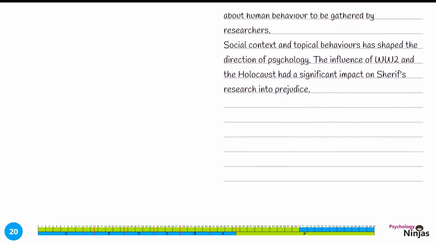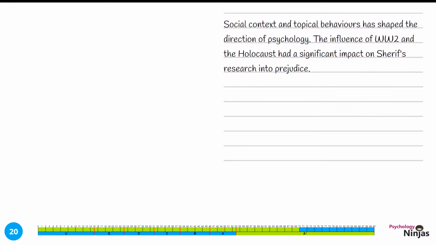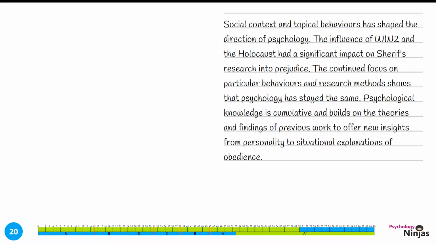Social context and topical behaviours have shaped the direction of psychology. The influence of World War II and the Holocaust had a significant impact on Sharif's research into obedience. The continued focus on particular behaviours and research methods shows that psychology has stayed the same. And finally, psychological knowledge is cumulative and builds on the theories and findings of previous work to offer new insights from personality to situational explanations of obedience.